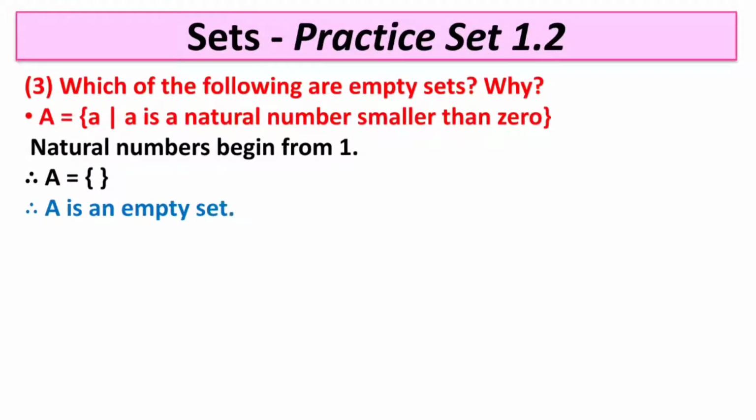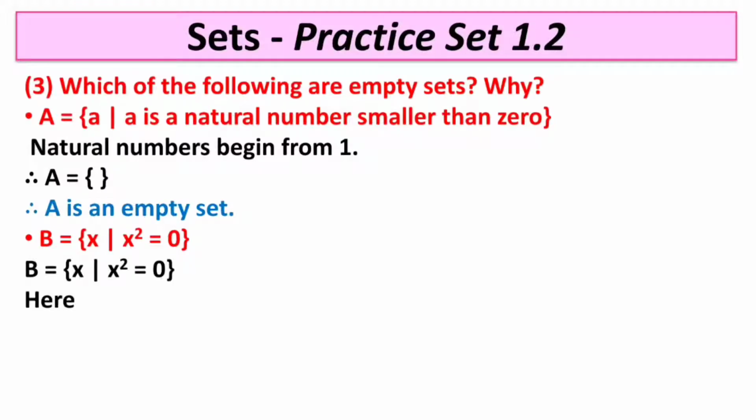Now the next set is set B equals set of all x such that x square equals 0. Here we have x square equals 0, that is x equals 0. So set B contains element 0. So it is not an empty set.